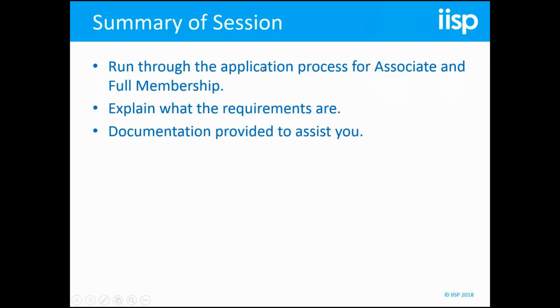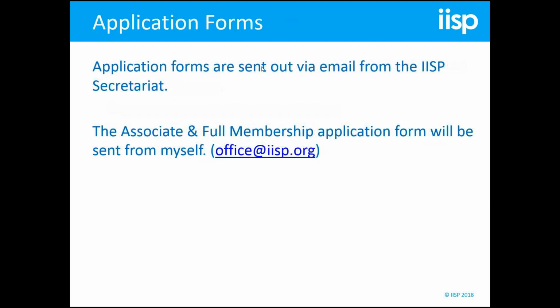What I'll be doing in this tutorial is running through the application process for associate and full membership, explaining what the different requirements are for both and what documentation we have that can assist you along the way. So all application forms are sent from myself, office@iisp.org. So whether it's associate or full, please do just email and ask for a specific one, and I'll be more than happy to send that over.